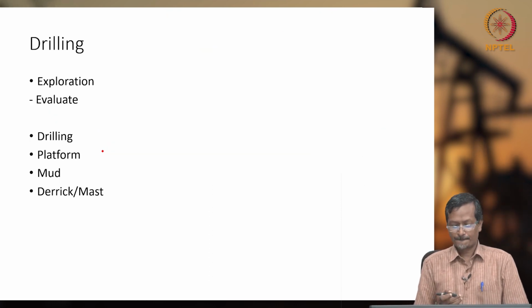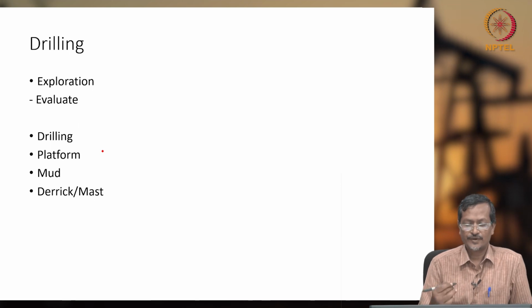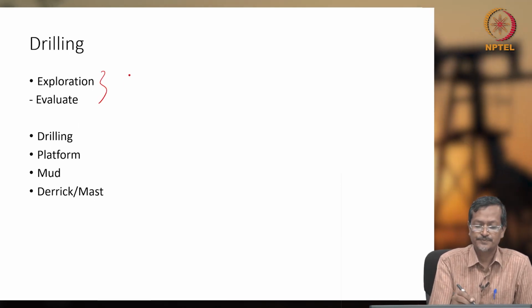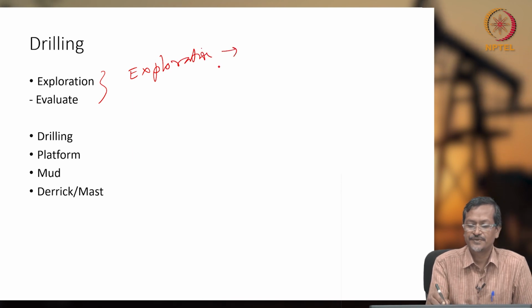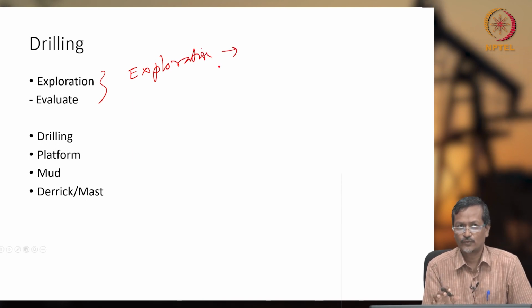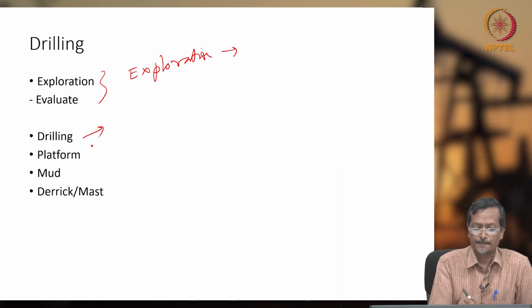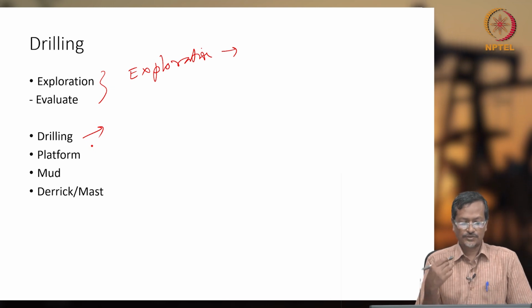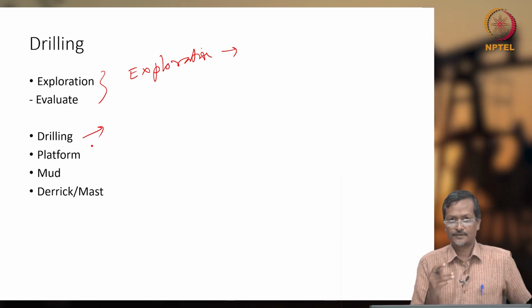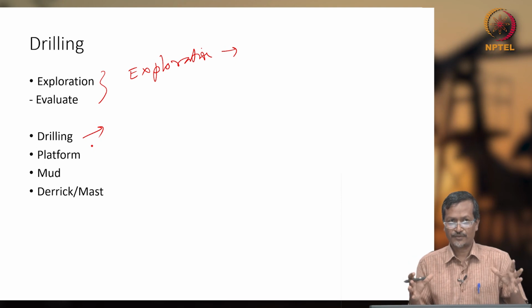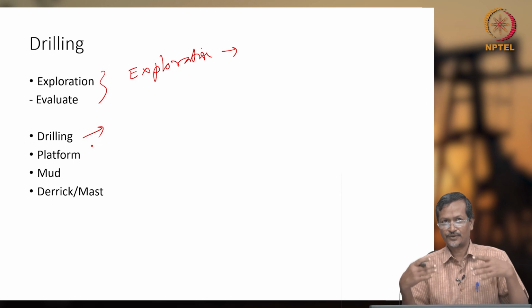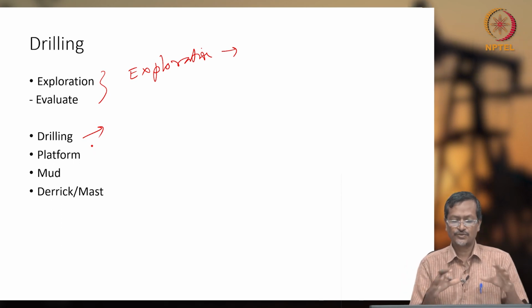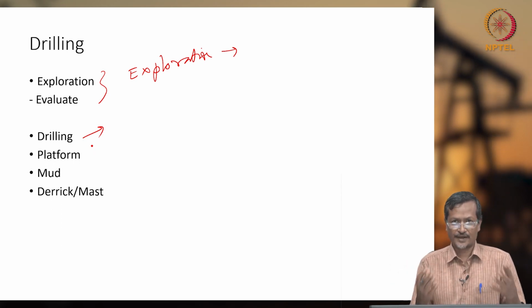Now, drilling. When you are going for drilling, first, as I said, there will be an exploration phase. In the exploration phase, you evaluate how much oil and gas is there and what the depth is, and you make that sort of prediction. The next phase is drilling. Drilling involves deciding whether you need a platform, or just a derrick and mast, or a drill pipe to carry, or whether you need to get clearance from government agencies. So lots of activities are there before drilling.